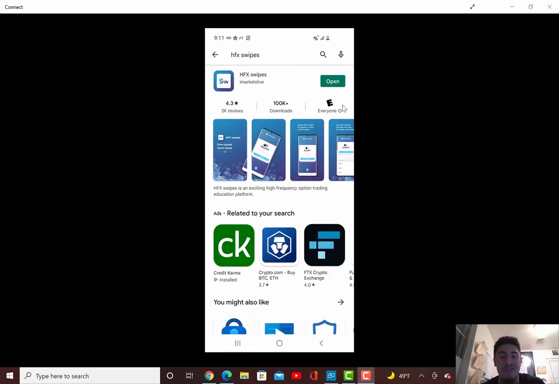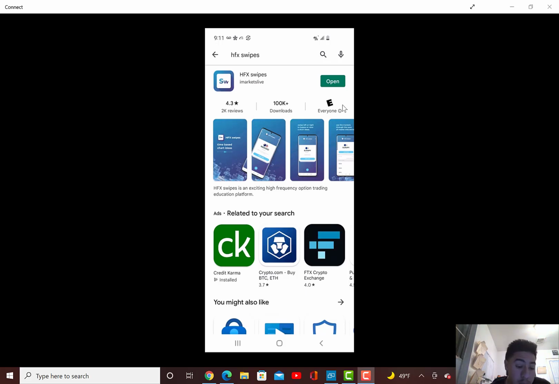So let's go ahead and get straight to it. Today I'm going over HFX Swipes. If you guys see, I have it pulled up in the Play Store. It's the same thing in the Apple Store. You literally just have to look up HFX Swipes. It should pop up.